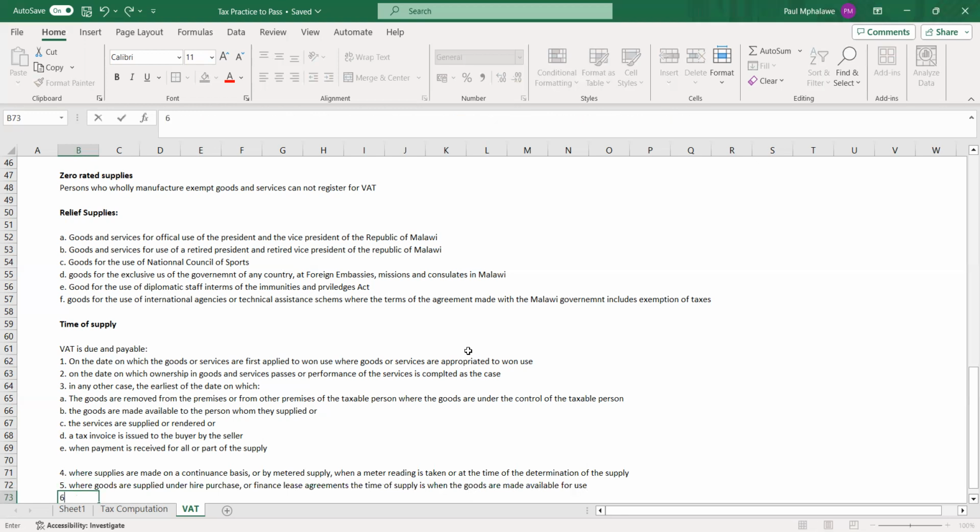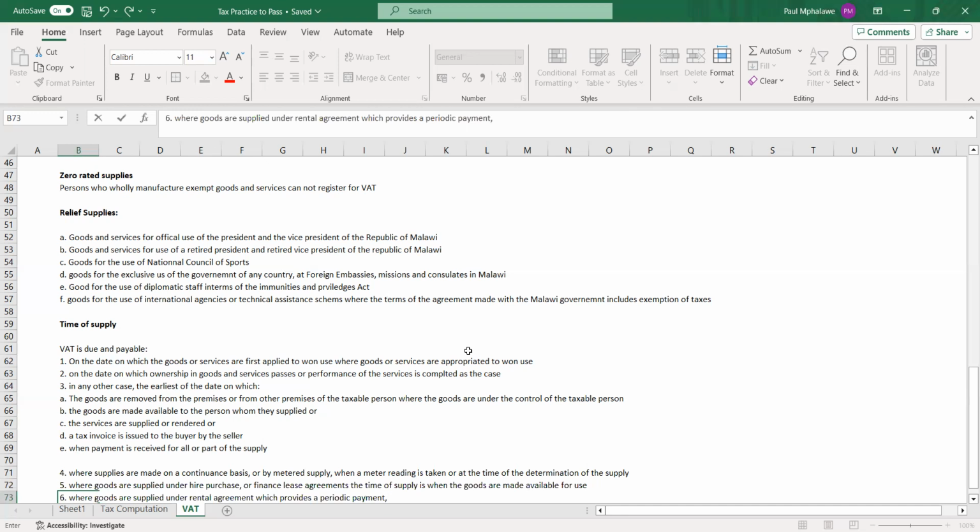Okay. Number 6, which is the last one, where goods are supplied under a rental agreement, or where the goods are supplied under an agreement or a written law which provides for a periodic payment.